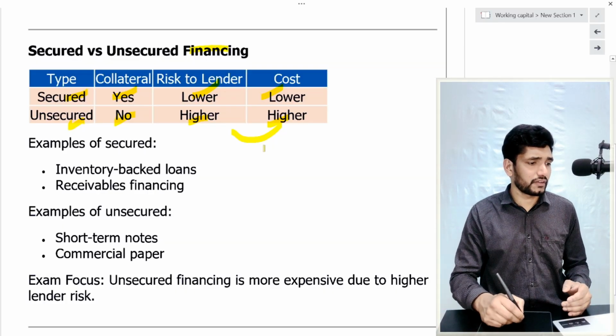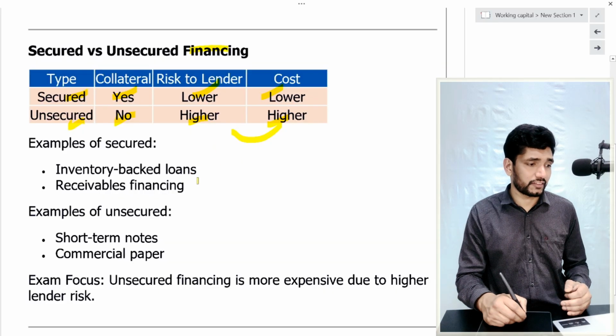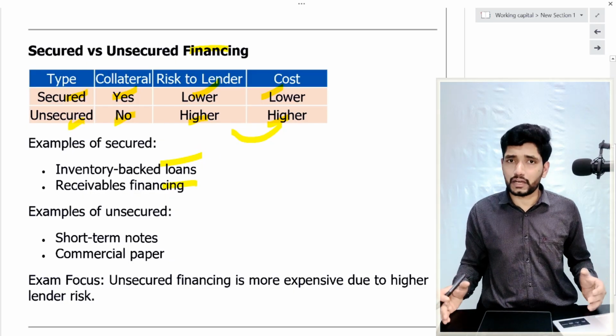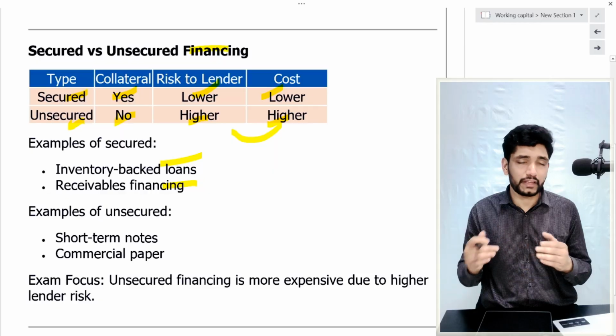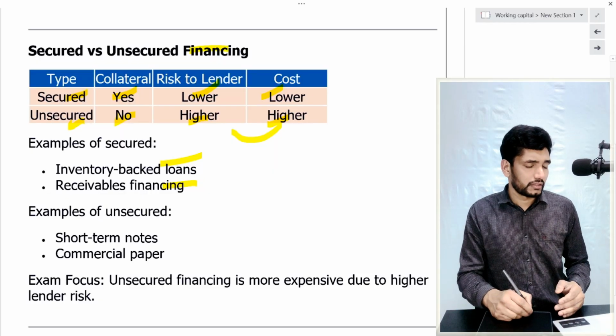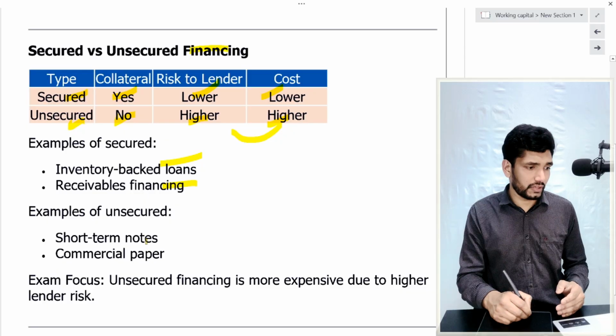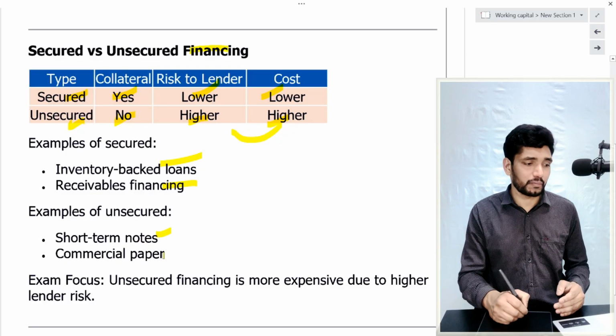So there are some secured loan examples. First one, inventory-backed loans and receivable financing. These are secured bank loans or secured financing methods. There are some examples for unsecured also: short-term loans and commercial paper.